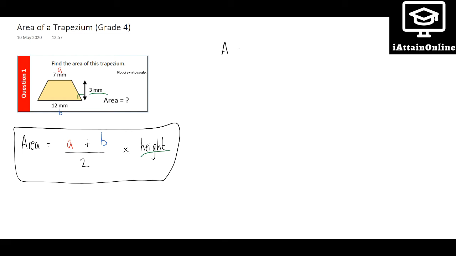So the area is going to be equal to whatever A is, which in this case is 7, and then I'm going to add to that whatever B is, which in this case is 12, and we divide that answer by 2, and then whatever we get, we're going to multiply it by the height, which is 3. So if I just tidy this up a little bit, 7 plus 12 gives you 19. Remember, a fraction is a division that we haven't yet completed, so that's going to mean divided by in a second. And then we multiply that by 3.